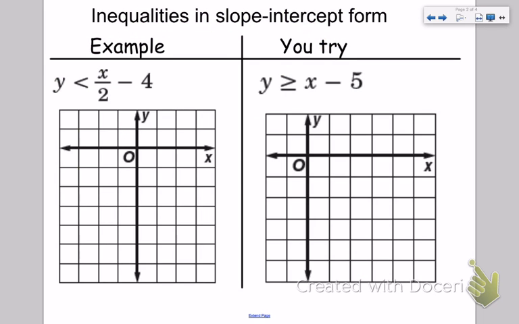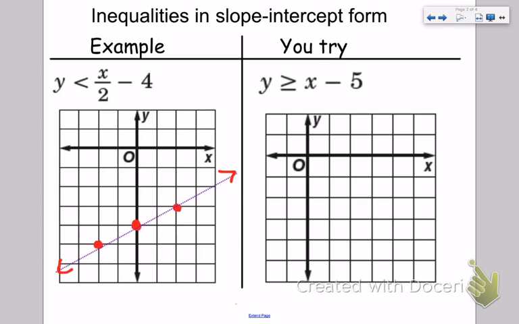Just like we did in the first one, we're going to graph it as if it were a regular line. So pretend there's an equal sign instead of an inequality sign. We have a y-intercept of negative 4, so we're going to plot that, and a slope of 1/2. Now we can erase our equal sign. Because it's just less than, we are going to need a dotted line. So I'm going to use a little purple dotted line.